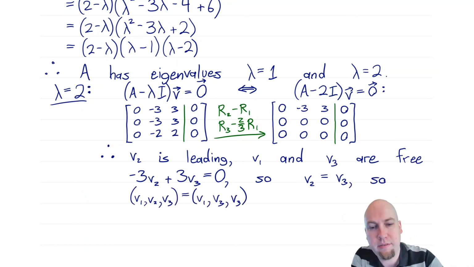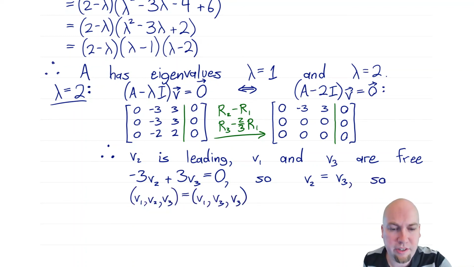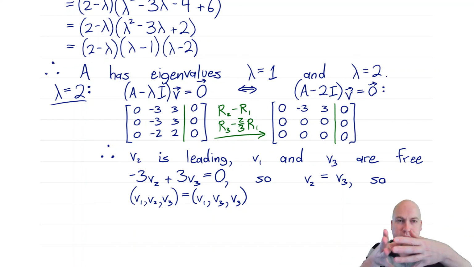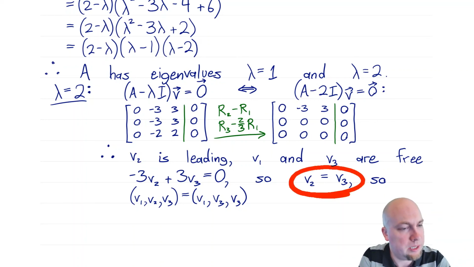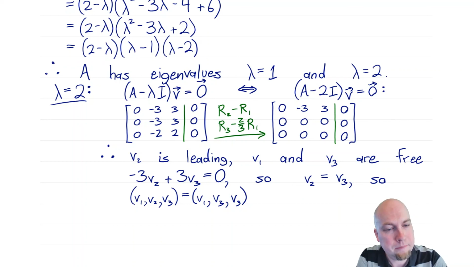Well, the vector v has entries v1, v2, v3. What is v1? Well, I just said v1 is free, so v1 is just itself. Don't replace it by anything. Then what is v2? Well, v2 is leading, so I replace it by an expression in terms of free variables. I replace it by v2 equals v3. And then what is v3? Well, v3 is also free, so it just is itself. Just leave it alone. So the eigenvectors are exactly the vectors of that form there.